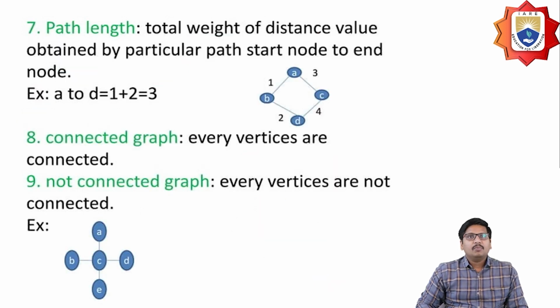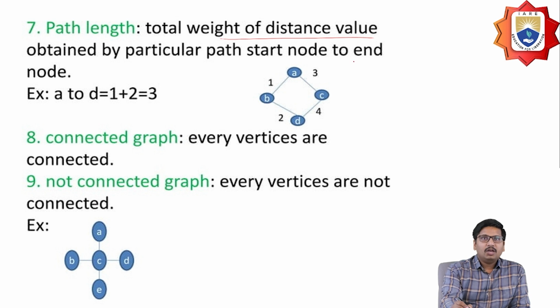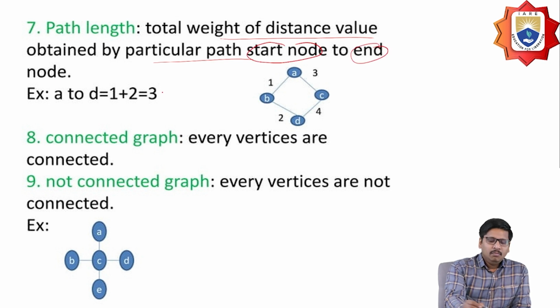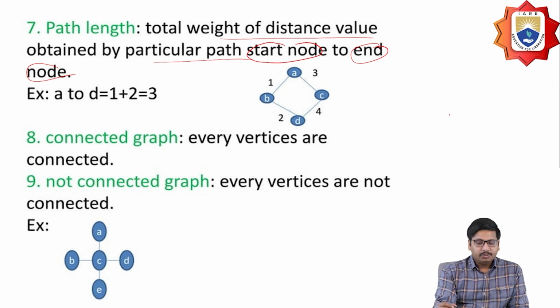And next we'll see about the path length. What is the path length here? It is the total weight of the distance value obtained by a particular path from the start node to the end node.